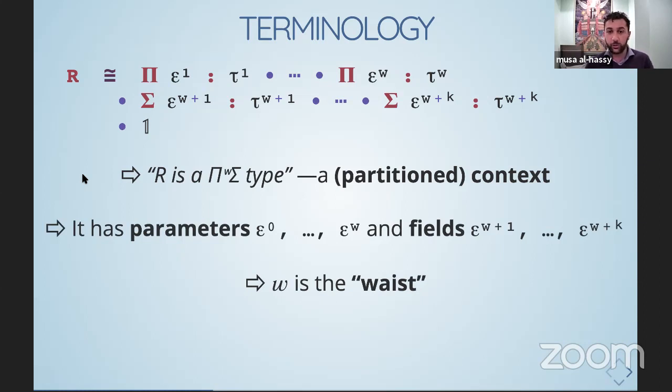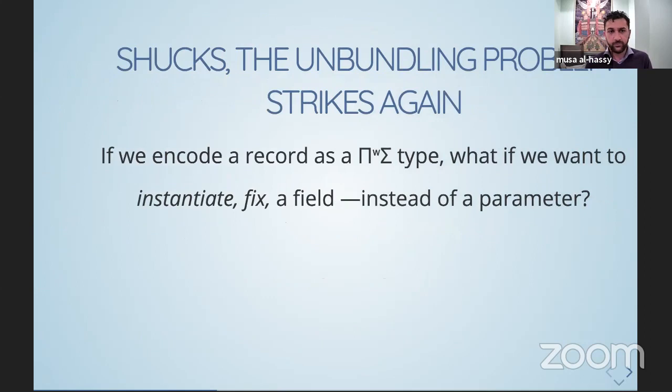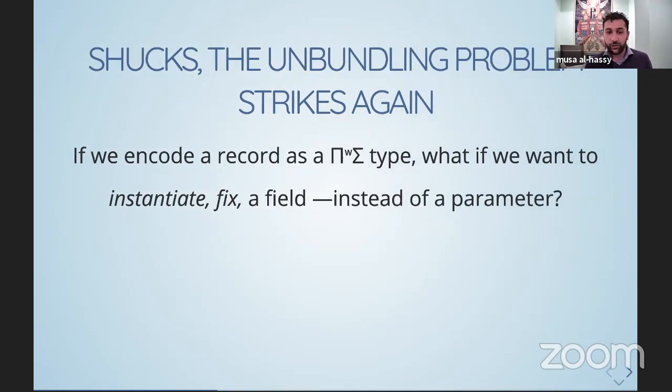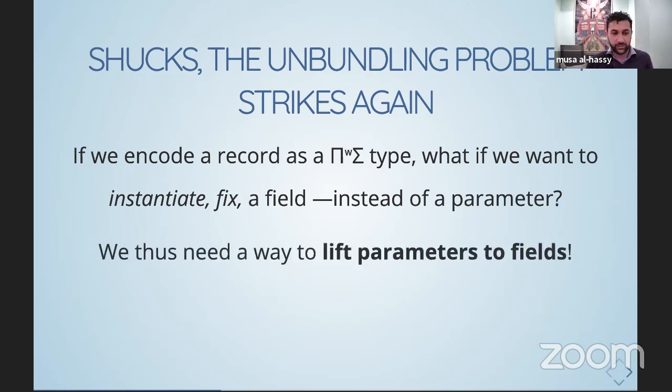I'll refer to this W number as the waist going forward. And so R is a sigma W, a pi W sigma type, okay? In particular, the monoid on type class we saw earlier is a pi 1 sigma type because it had one parameter. But unfortunately, if we encode using these pi sigma types, again, it's not clear if we want to go into the body somewhere in the sigma types and instantiate one of those fields. So we have to lift it up as a parameter. Okay, so the same problem rears its head.